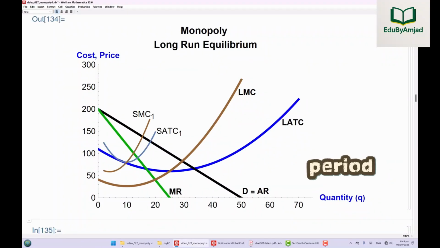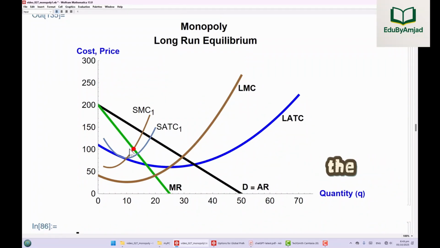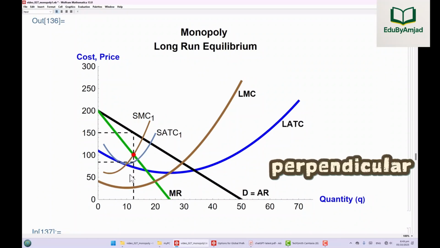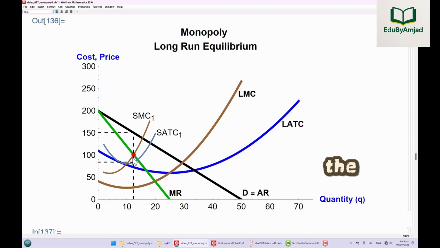Suppose in the initial period, the monopolist builds the plant represented by these short-run average and marginal cost curves. The equality of short-run marginal cost and marginal revenue determines the short-run equilibrium point, shown here by the red dot. By dropping a perpendicular from this point to the horizontal axis, as indicated by the dotted line, we obtain the equilibrium quantity, 12.38 units.